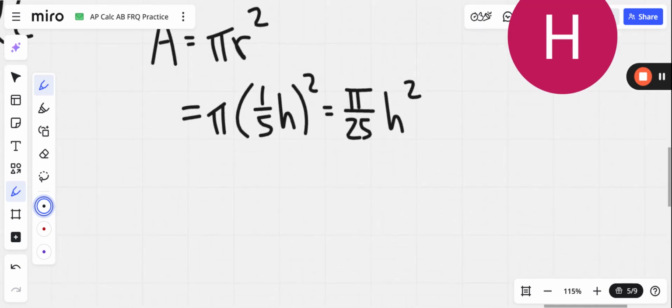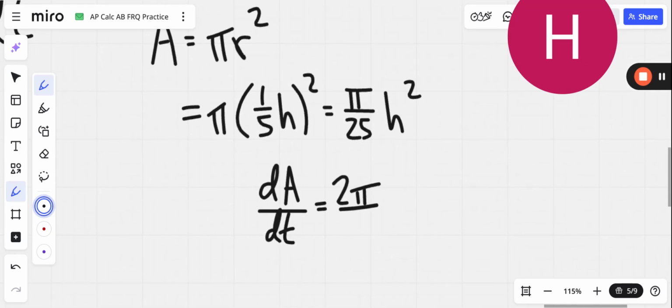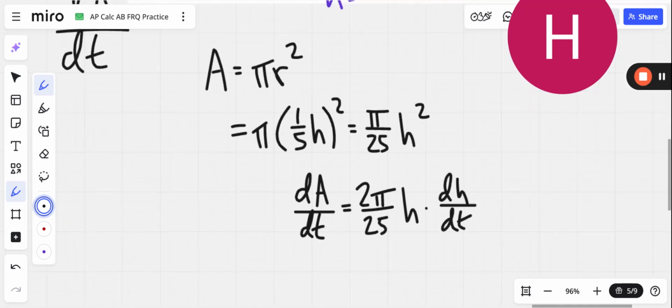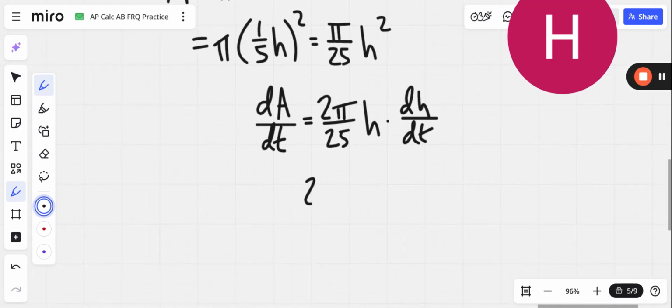Now we need to take a derivative of that, and this is going to involve only h, which is doable because we have information about h. So 2 pi over 25 h, don't forget to multiply by dh/dt. And now this is an expression for how fast the area is changing. Let's just plug in our given information. This is 2 pi times 20 times dh/dt, which is still 0.5.